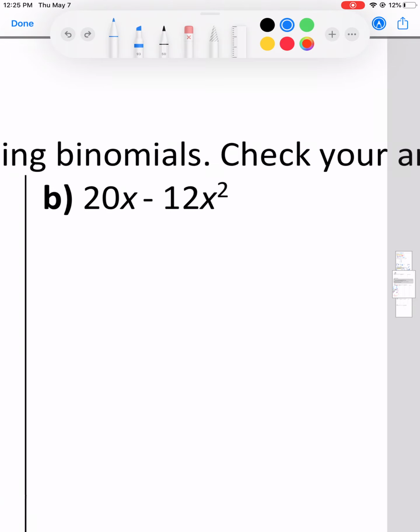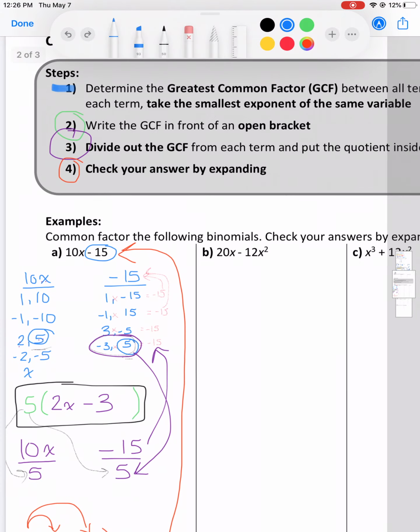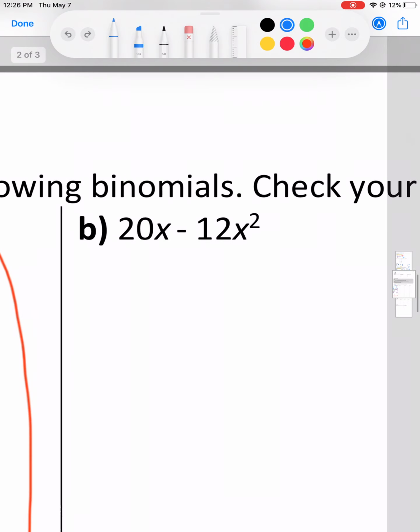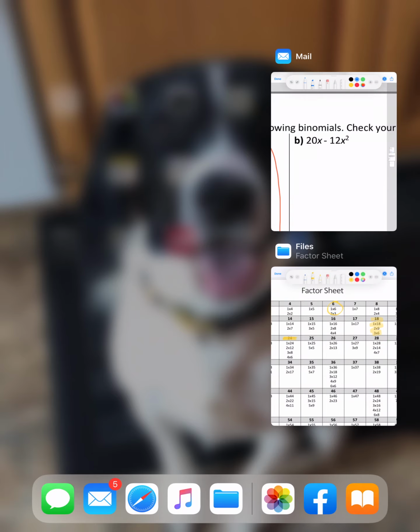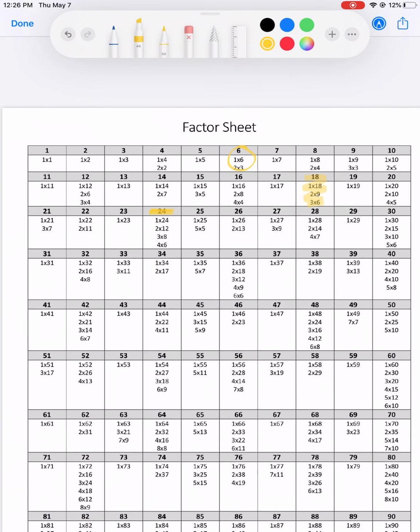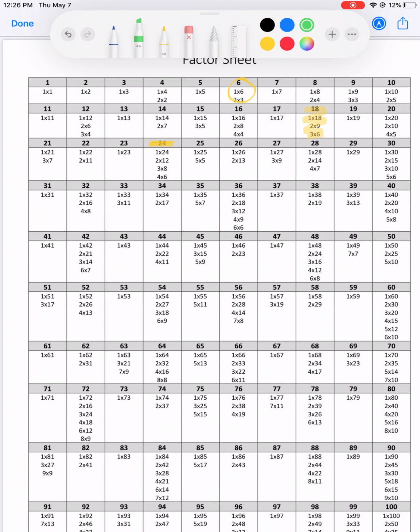I'll use the colors here again, guys, and then I probably won't use as many colors. So, determine the greatest common factor between both terms. Some of you guys might be able to know this right away. So if you're taking a look here, instead of writing them out, what are we comparing in this question? I'm going to use a different color. We're comparing 20 and 12. What number shows up in both of them? That's the biggest. 20 and 12.